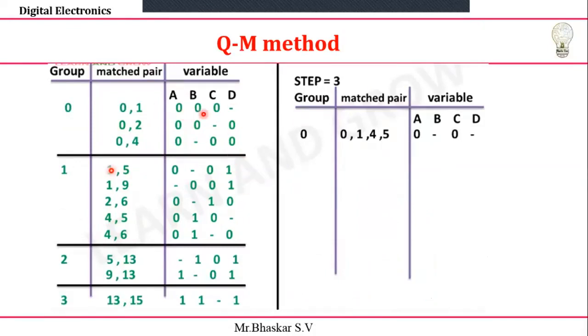Next, here 0 0 0 is there, and 0 1 0 is there. Only the second bit is changing. If I consider 0, 1, 4, 5, then I can directly write 0, 1, 4, 5. The values are changing in the second bit, 0 dash 0 dash. Okay, next, anywhere it is there, you just check it out.